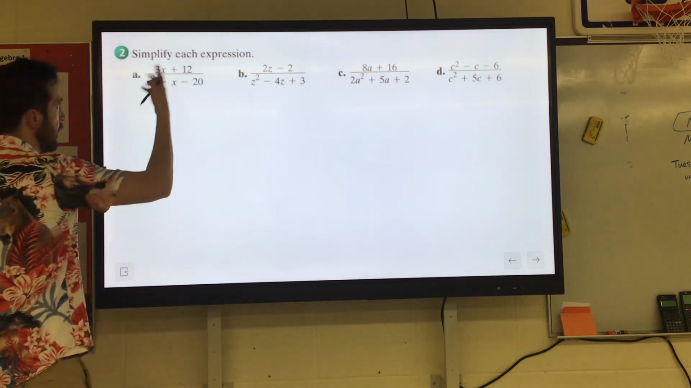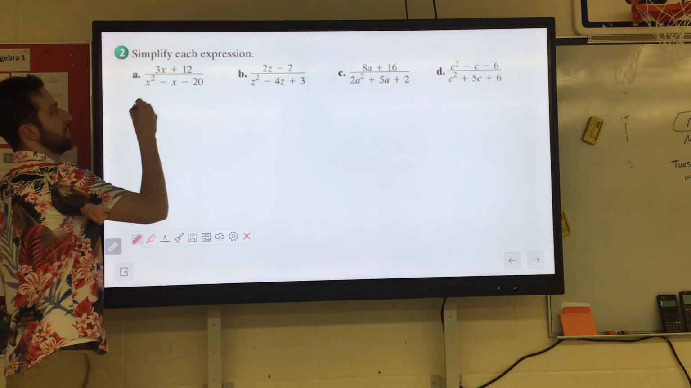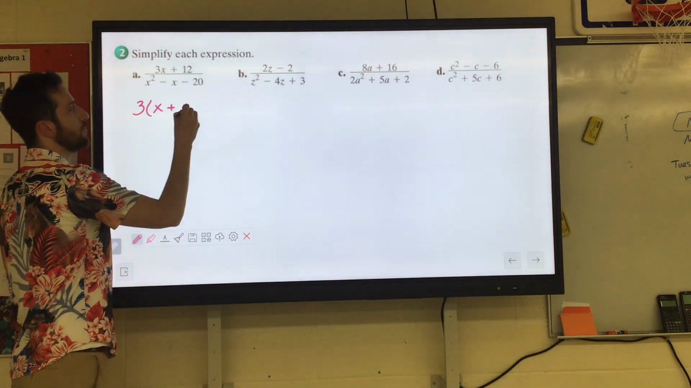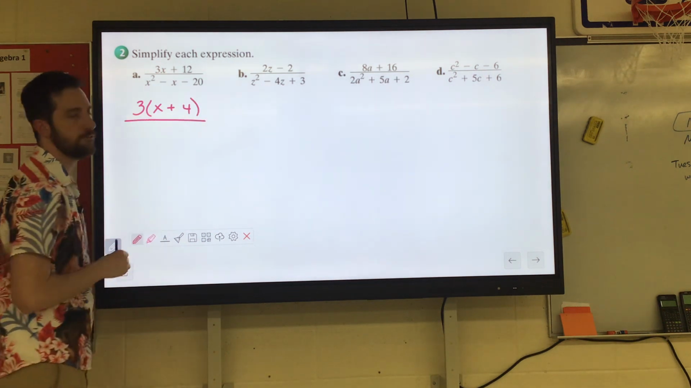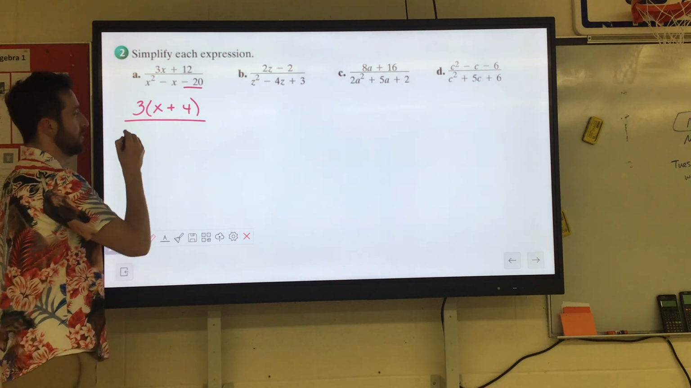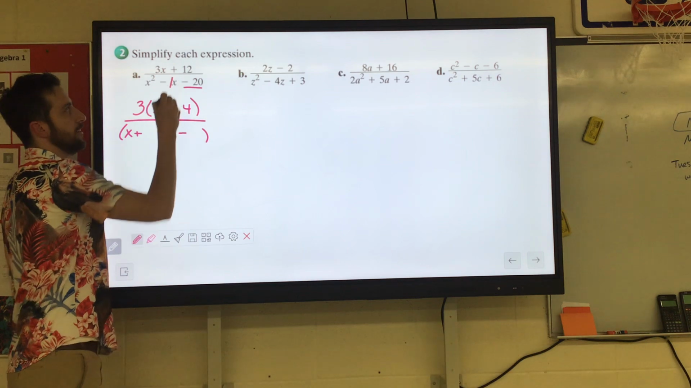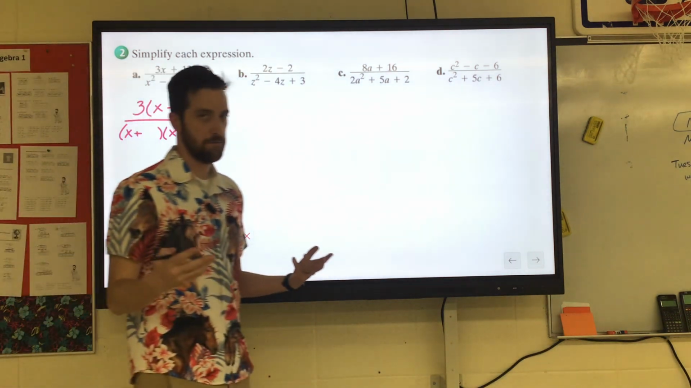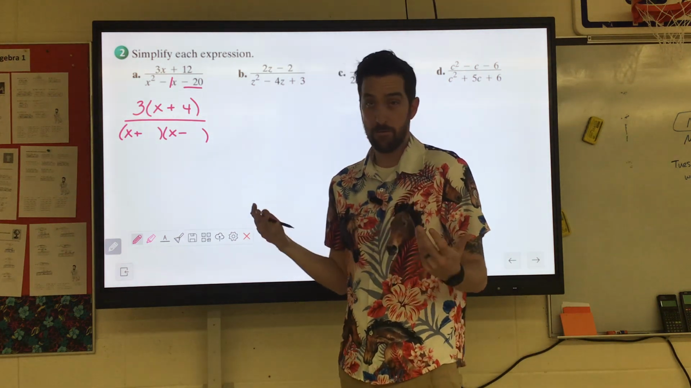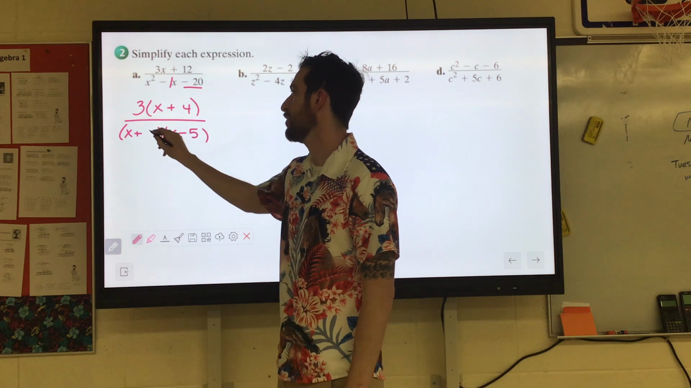All right, on A, I look at the numerator, I'm like, cool, they have a 3 in common. 3 times x is 3x, and 3 times 4 is 12. That's all we can do for the numerator. Denominator, I see it ends in minus. It has to be one of each then. x plus, x minus. They have to be 1 apart from each other. Factors of 20 that are 1 apart would be 5 and 4. To make them add up to the negative 1, it'd have to be minus the 5 and plus the 4.